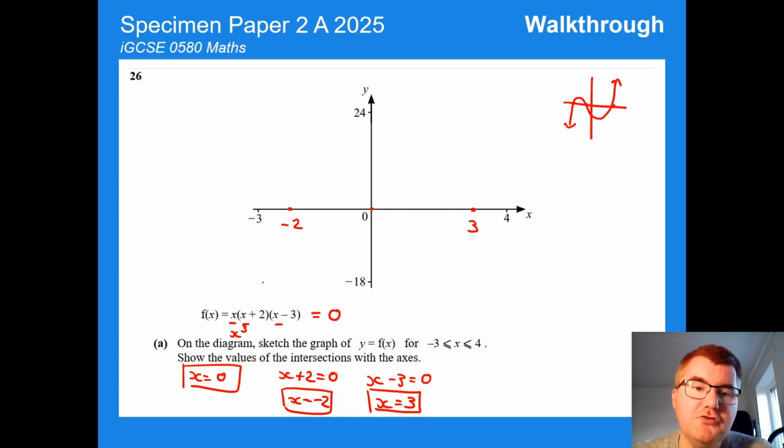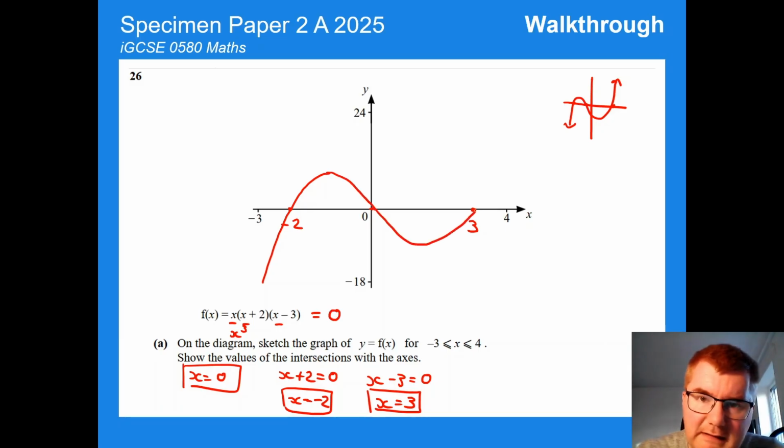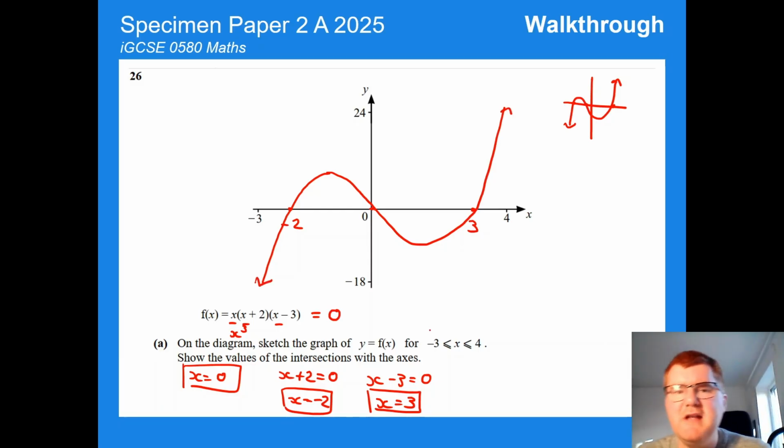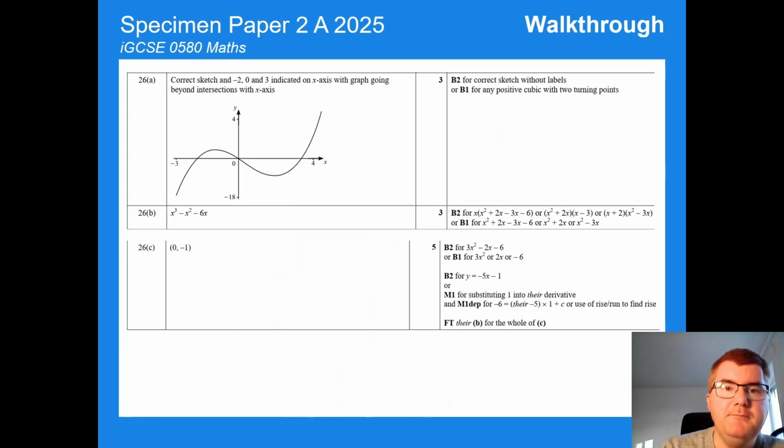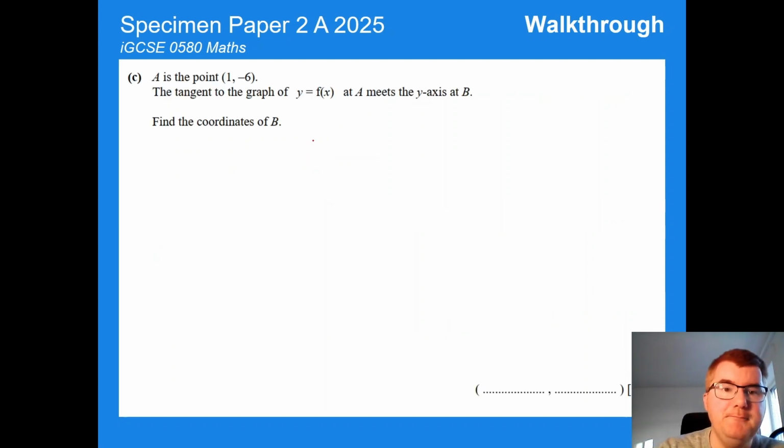And so we can then just draw in our cubic going through here, 0, and then finally going through here. Again, notice going to infinity in both directions, but it only wants it between -3 and 4. So if you look at the mark scheme here, you get essentially the correct sketch without labels, and then B1 for any positive cubic going through -2, 0, and 3, indicated on the x-axis.